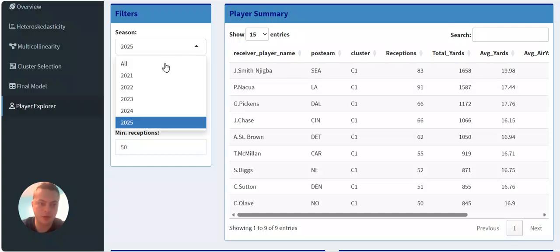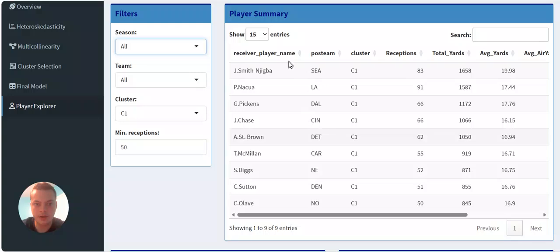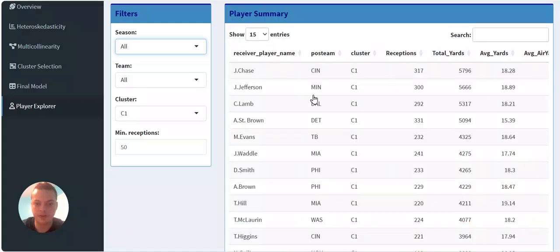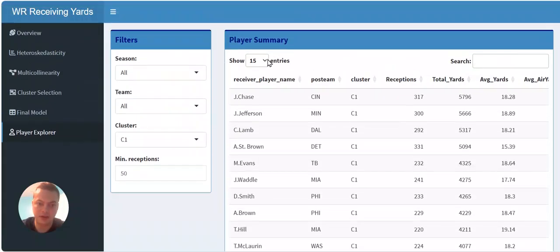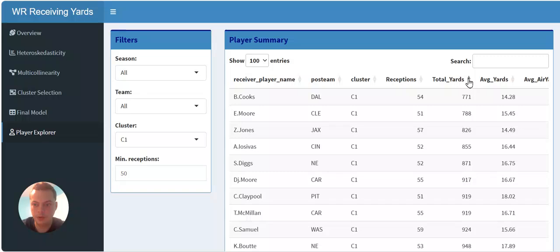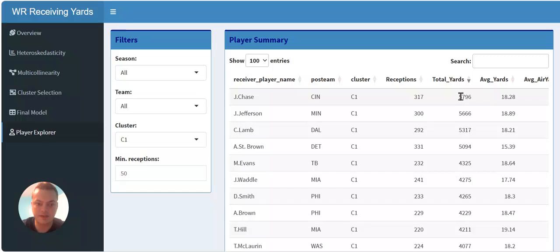And then if you want to go with all seasons and go with just cluster 1 with a minimum of 50 receptions, you can see that there are 107 players that fit that criteria. So we can go to the top 100. So if we sort by total yards, we can see that Brandon Cooks had the least total yards, and then we can see that Ja'Marr Chase had the most total yards in this 5-year span based on the receptions in cluster 1.